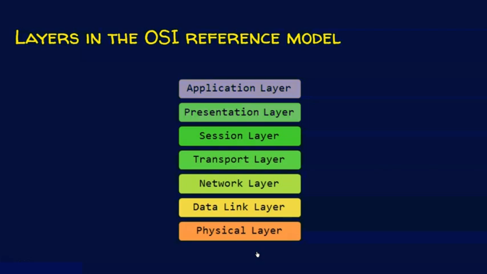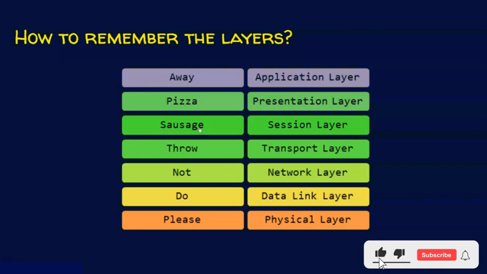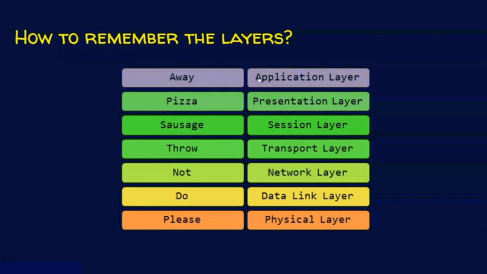So how do we remember the layers without changing the order? I will provide you a shortcut now. Just note this sentence: Please do not throw sausage pizza away. P for physical layer, D for data link layer, N for network layer, T for transport layer, S for session layer, P for presentation layer, and A for application layer. When we remember this sentence, we can easily remember the order of the layers without changing it.